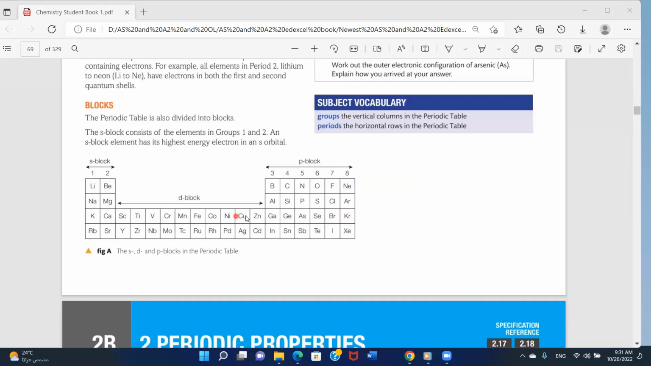And the elements that are present in between group 2 and group 3 all fill electrons in the d subshell, so we call them the d block elements. They are called d block because their electrons are also filled within the d subshell.